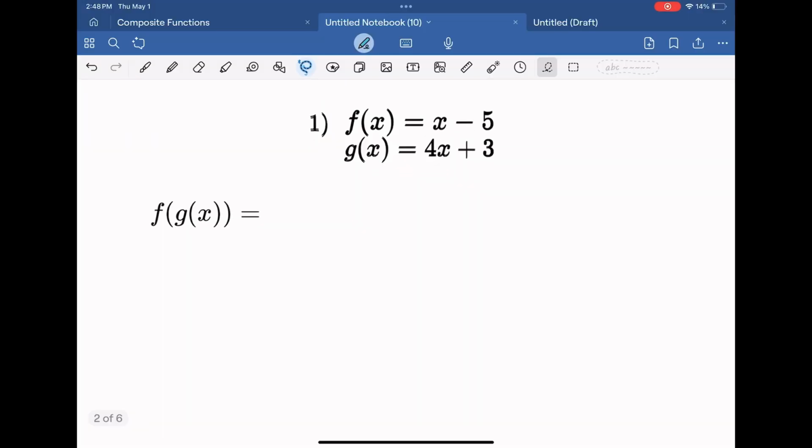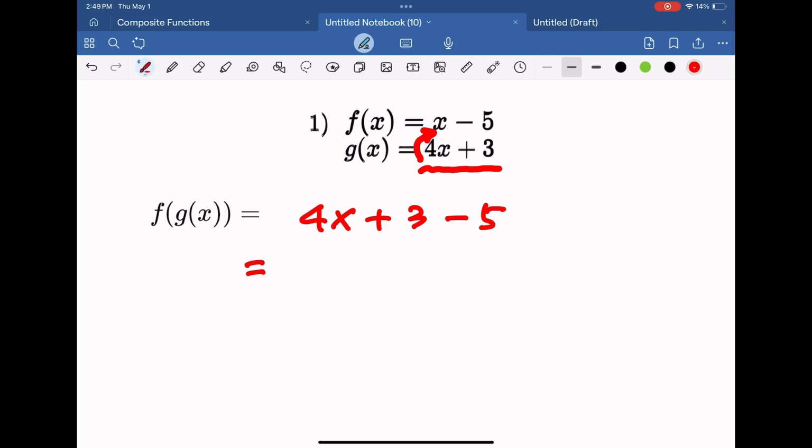Question number 1, f of g(x) functions. We substitute the entire function g(x) into the function f(x). So we replace every x in f(x) with g(x). g(x) is 4x plus 3. So we're going to replace x with 4x plus 3. So 4x plus 3 minus 5 equals 4x minus 2.